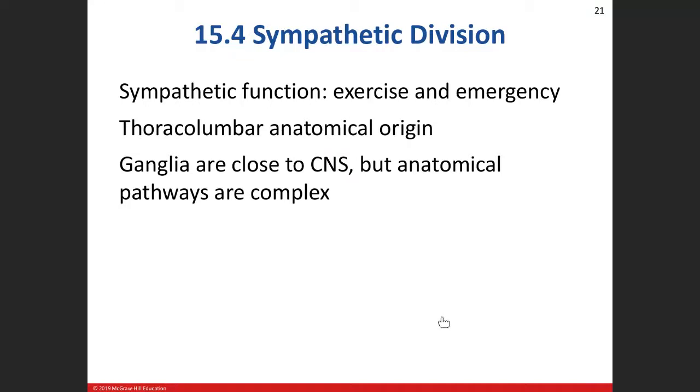Okay, let's talk about the sympathetic. Fight or flight. It is going to originate in T1 through L2. The preganglionic cell bodies are located in the lateral gray horns of T1 through L2, a thoracolumbar origin. But in this scenario, all the ganglia are close to the spinal cord, the central nervous system. Like it says up there, the anatomical pathways are complex, so we're going to walk you through it. I'm going to start with a general overview, and then get a little more specific.